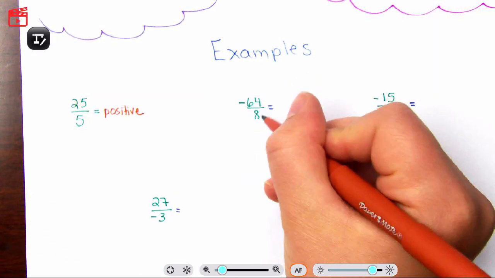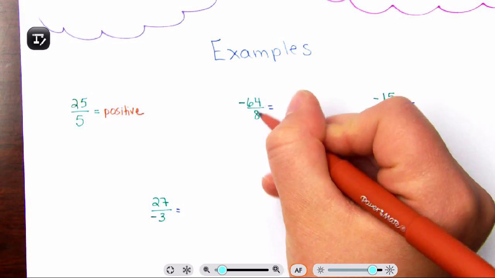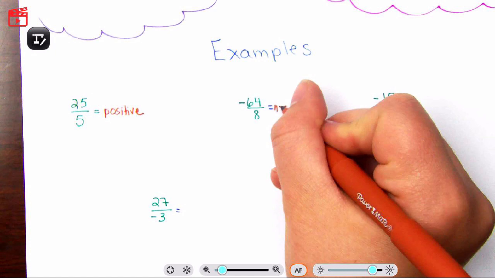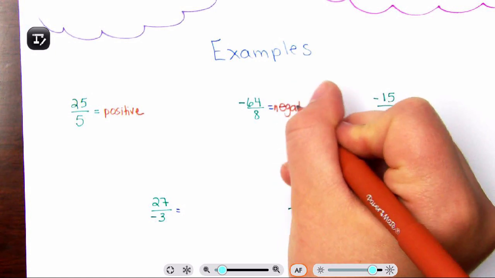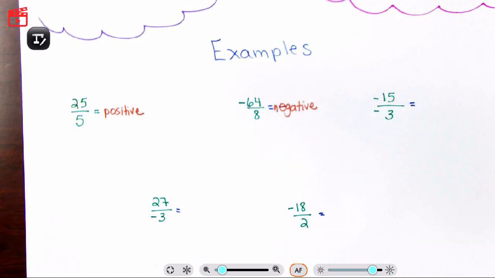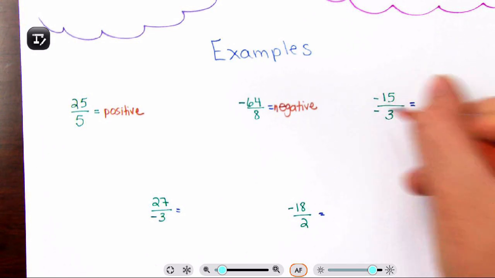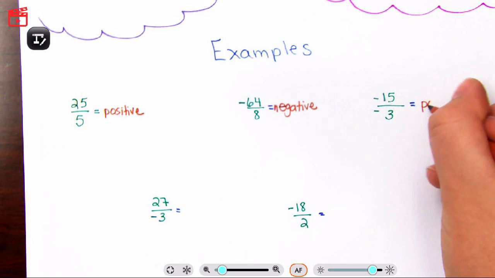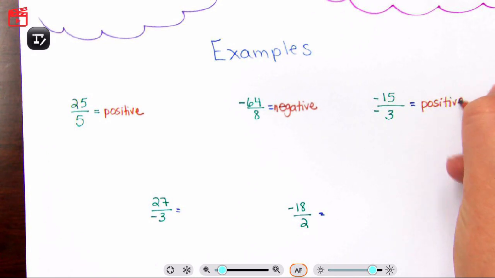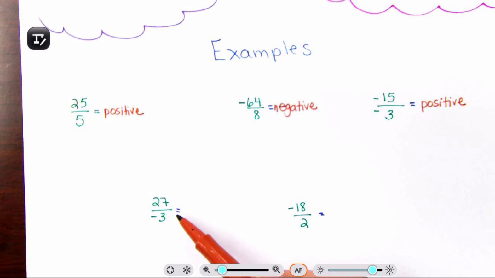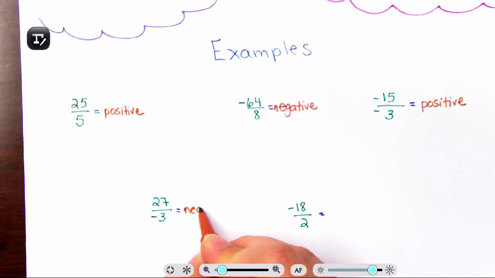Negative on top, positive on the bottom. They are different. Anytime they are different, your answer is going to be negative. Top is negative, bottom is negative. Anytime they are the same, your answer is positive. Top is positive, bottom is negative. They are different. That means our answer is negative.